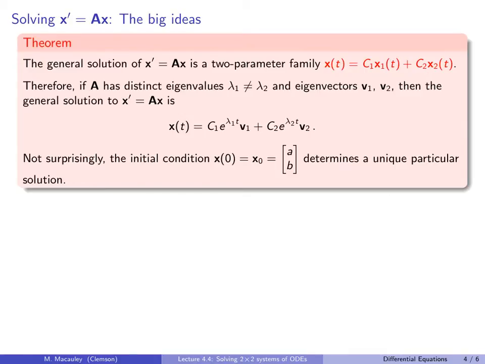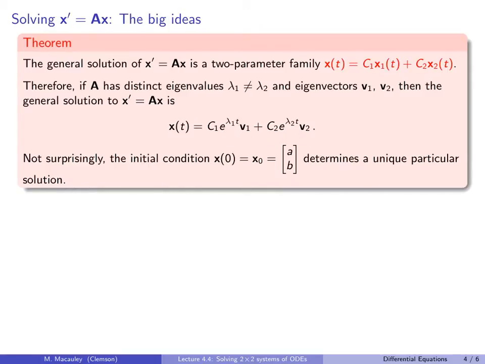Therefore, if A happens to have distinct eigenvalues, lambda 1 and lambda 2, with corresponding eigenvectors v1 and v2, notice that if these are distinct, then these things better be distinct because they are scaled by a different amount, then automatically the general solution to this homogeneous equation is this right here. Because if we have these eigenvalues, then we know that's a solution. We know that's a solution, and knowing that there's a two-parameter family of solutions, that tells us that this is everything. This is the general solution.